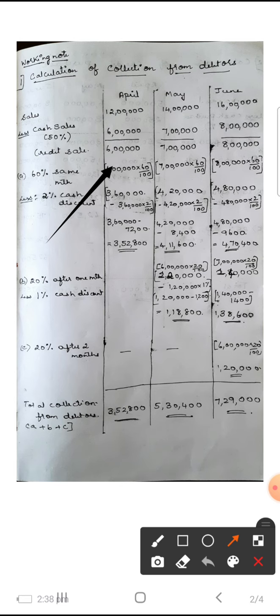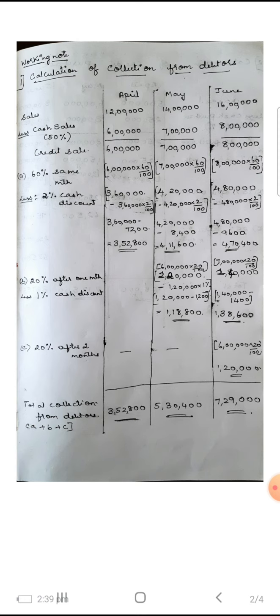So April's credit sale is 6 lakh, and on that 20% is 1 lakh 20,000. Now, what is the collection from debtors? The total of all these is given. Okay, now next we will go for the next one, that is the calculation of purchases.